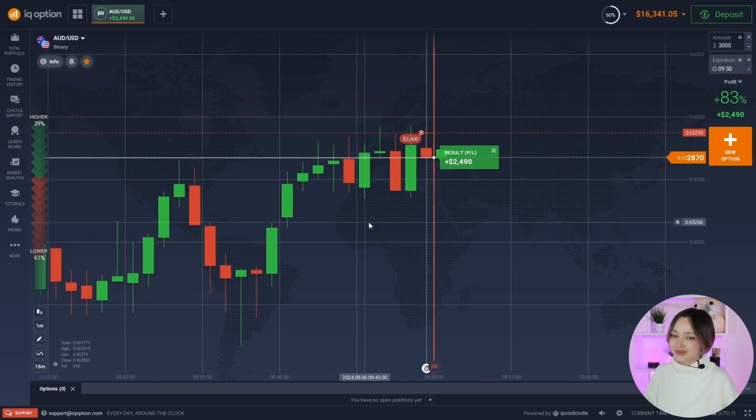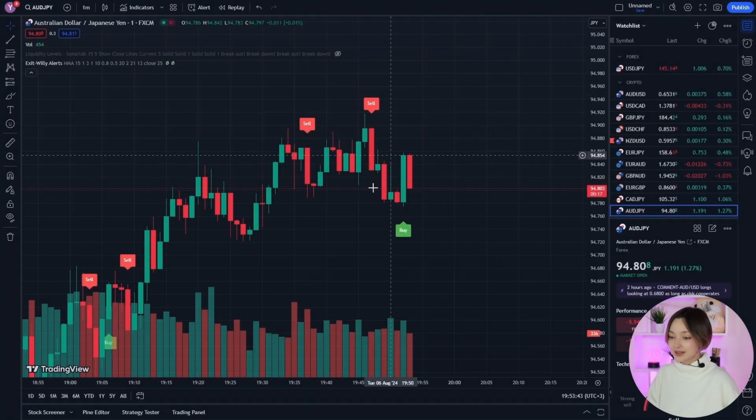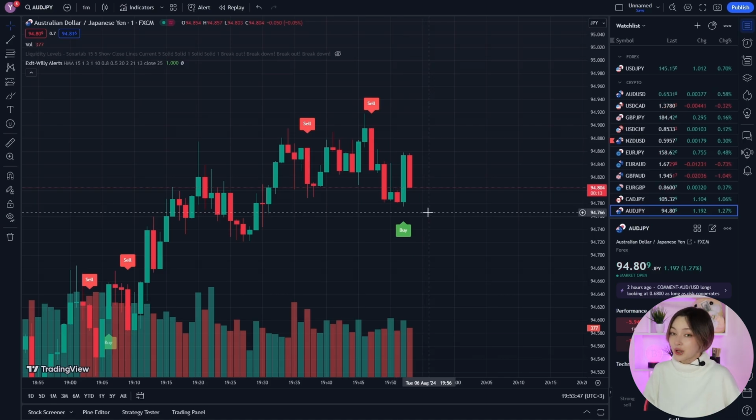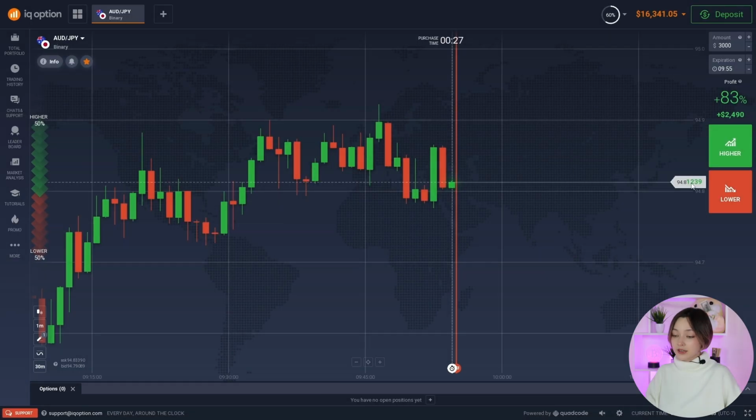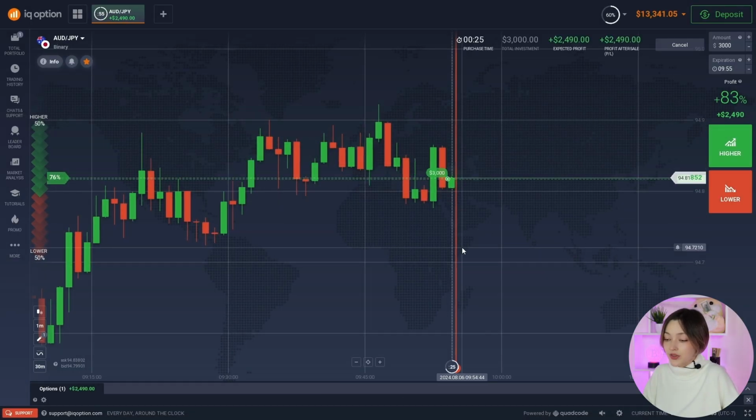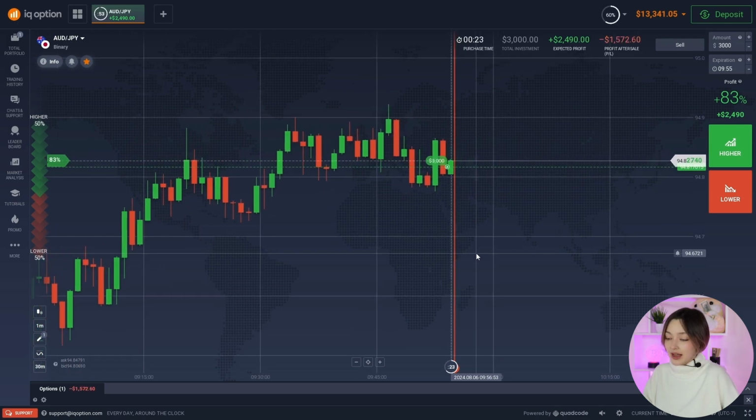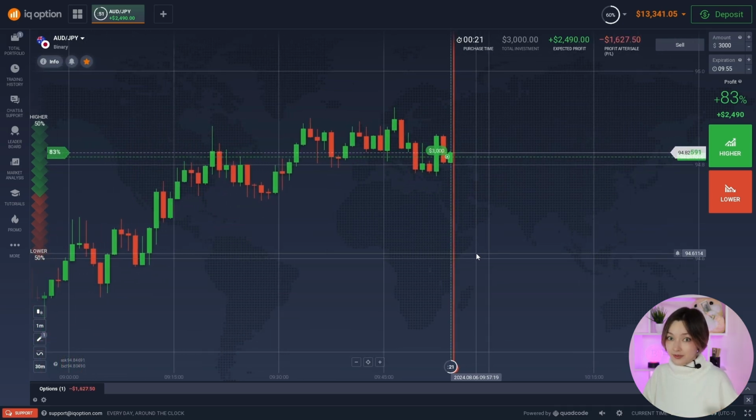Let's move on, guys. So I can see a new signal, which also appeared with the previous candle, placed in the trade upwards. So I'm going to use $3,000 for this trade. Now let's look at the basis for this signal.